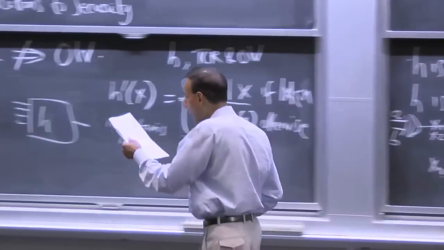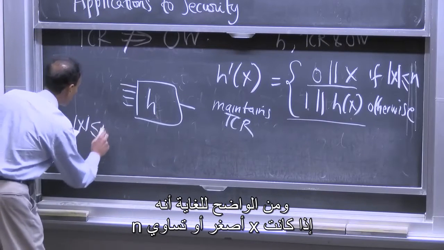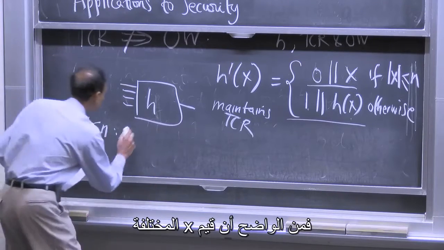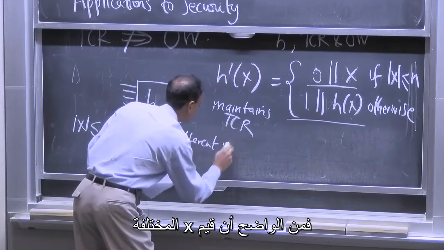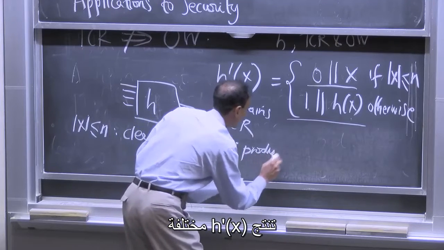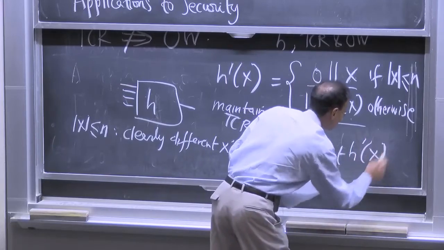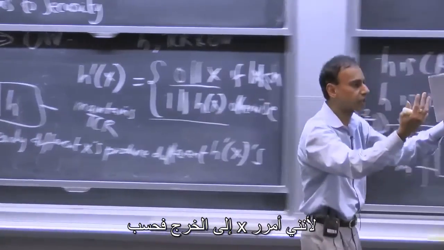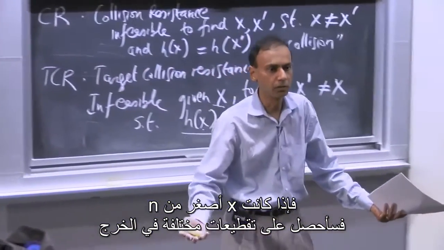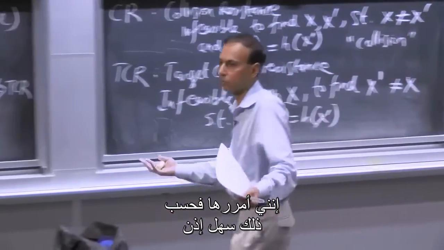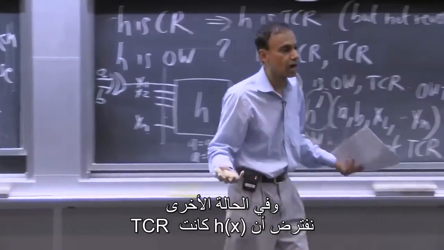And the reason this maintains TCR is that there's really only two cases here, obviously, corresponding to the if statement. And it's pretty clear that if x is less than or equal to n, clearly different x's produce different h prime x's. Correct? Because I'm just passing along the x out to the output. So if x is less than n, I am going to get different hashes at the output. I'm just passing them out.